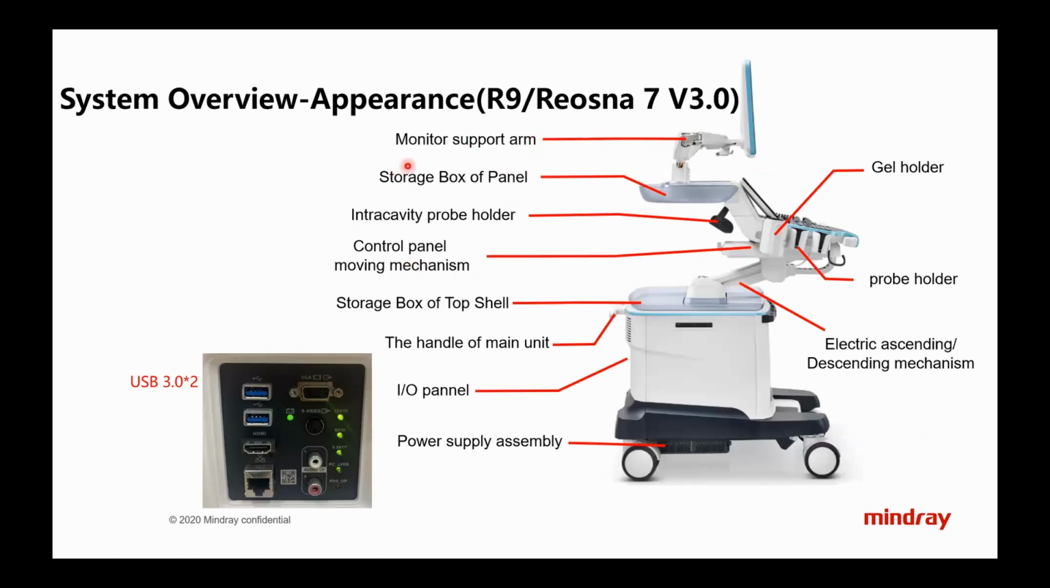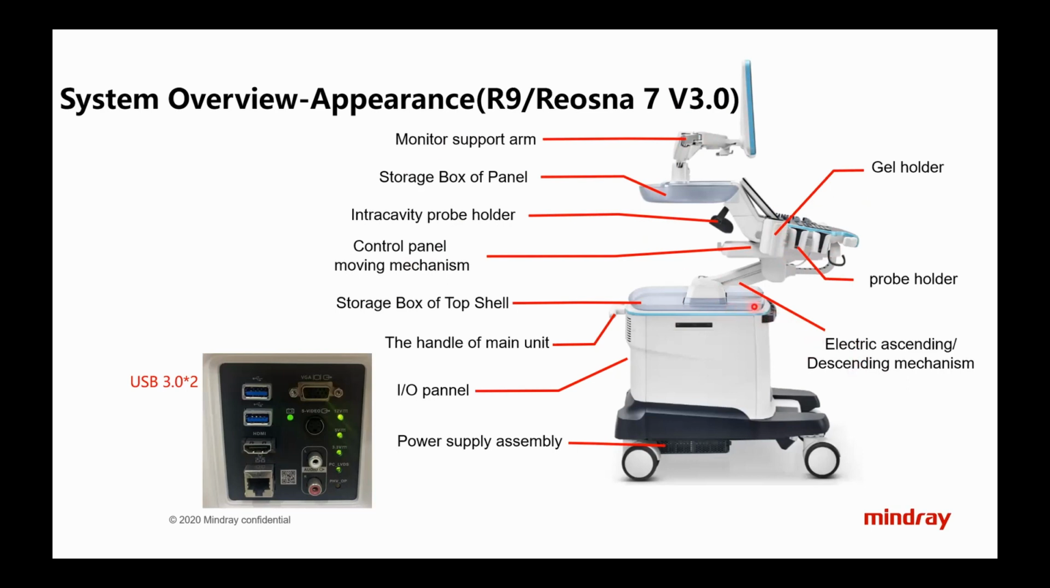Okay, here from left side and also from right side. Here monitor supporting arm, here for storage box, here for gel holder. I can put gel inside here. Here, of course, drop holder, and here electrical ascending and descending.